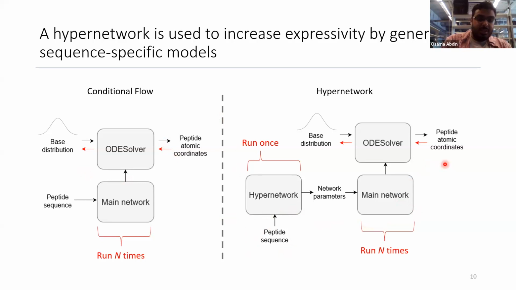So the high-level idea is that there's necessarily going to be a limit to the complexity and the expressivity of a dynamics function while still allowing for efficient peptide conformation generation.